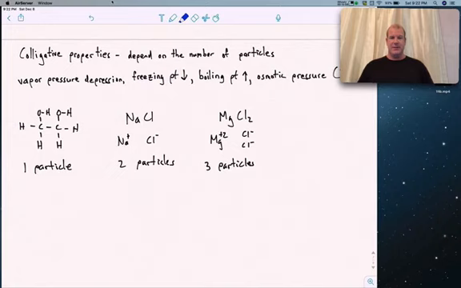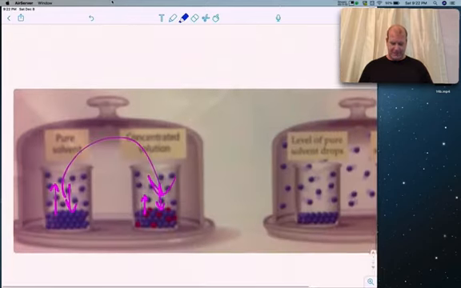Sodium chloride, when you look at colligative properties, you have to multiply the number of moles of sodium chloride by 2 because sodium chloride breaks into 2 particles. Magnesium chloride here is going to break into 3 particles. So that's going to affect each of those properties that way.